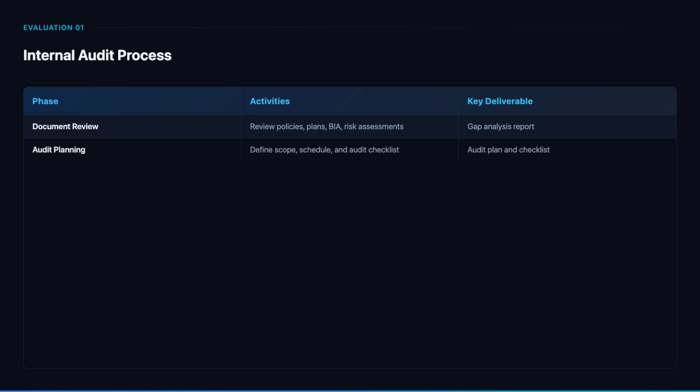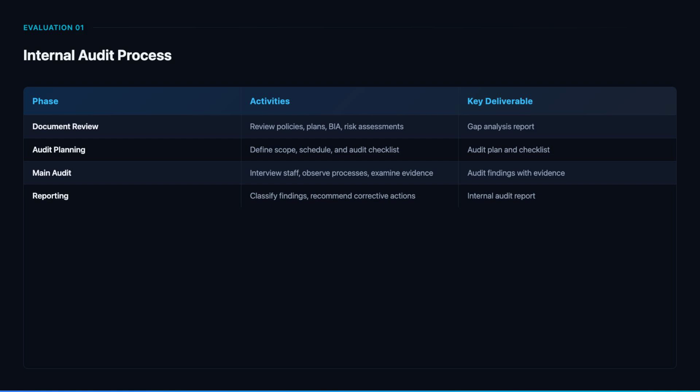Next is audit planning. The audit scope is defined, interviews are scheduled, and a detailed checklist is prepared based on the ISO 22301 clauses. The course provides a ready-to-use audit checklist template. The main audit involves interviewing staff, observing processes, and examining evidence. The auditor checks whether the BCMS is implemented as documented and whether it is effective in practice. Findings are recorded with supporting evidence.